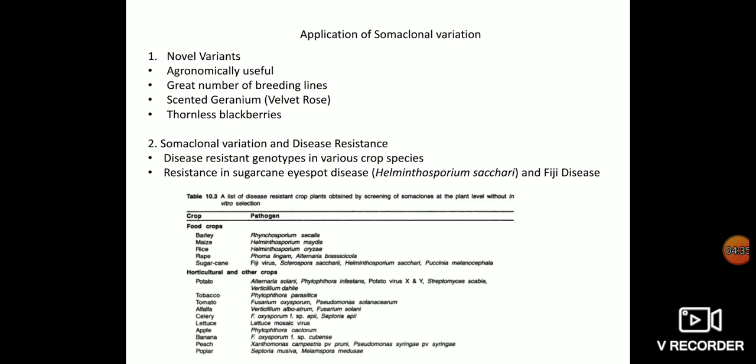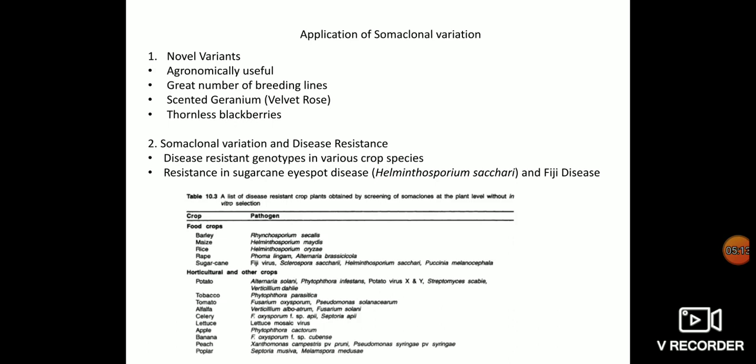So dealing with the application of somoclonal variation, there are a number of applications. Okay, so to have an impact on a plant breeding program, different types of applications should be there for this somoclonal variation. The first one is novel variants. Somoclonal variation in breeding will give a novel variant, and one implication is that a novel variant can arise and be used agronomically. We can use it for agronomical purposes.